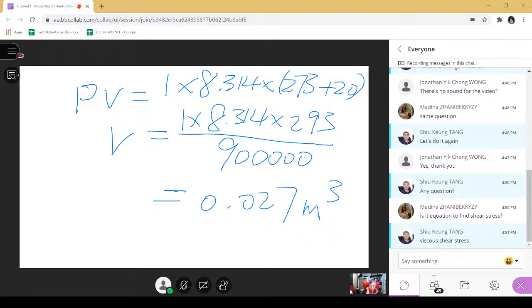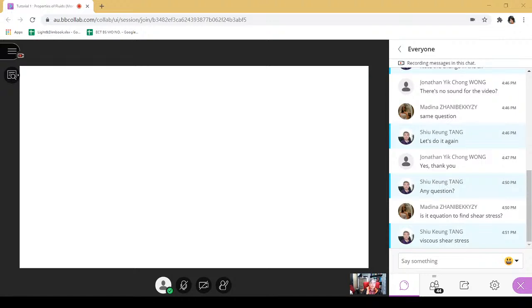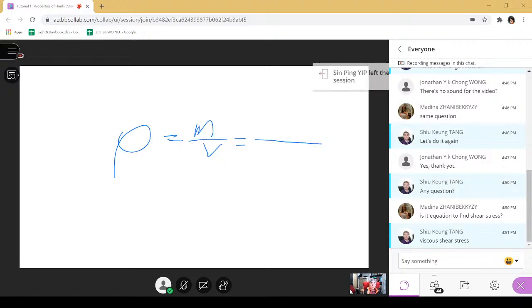Times 293 divided by 9944. So it's roughly 200, right? So one more zero in between. So let's write again, it is 0.0027 cubic meter. Right, this is the volume. The remaining work is pretty straightforward. Density is mass divided by volume, and so mass is 0.044 kilogram.